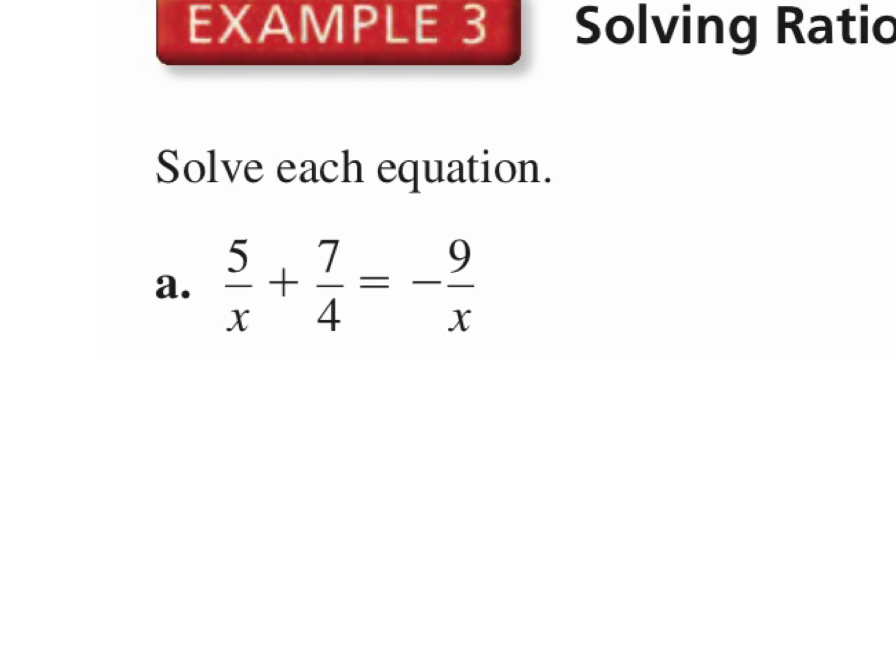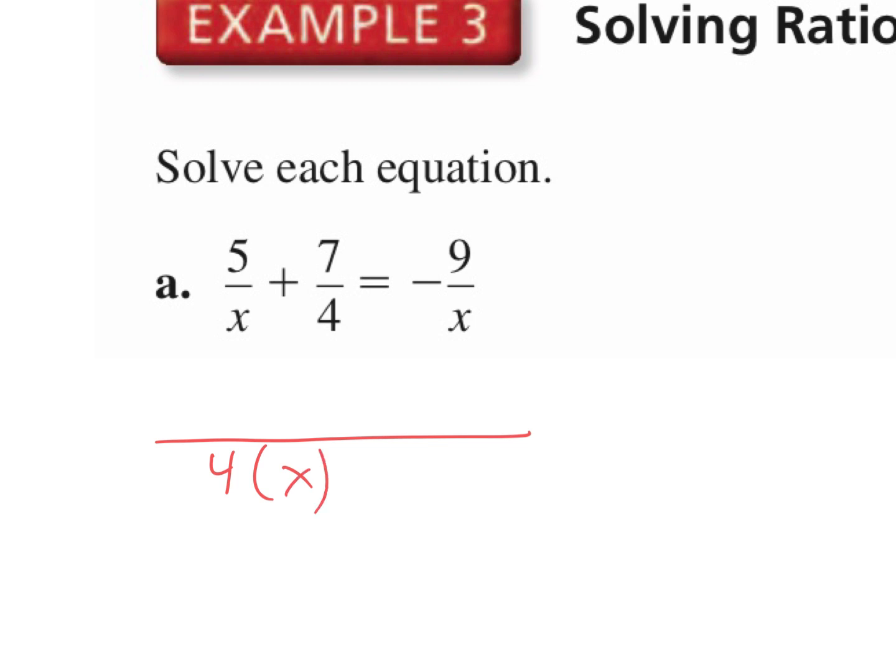So when I look at letter A, what is the common denominator between x, 4, and x? What are all the different pieces? What are the different things you see in the denominator? I see a 4 in one of the denominators. What else do you see? You see an x? Okay, perfect.